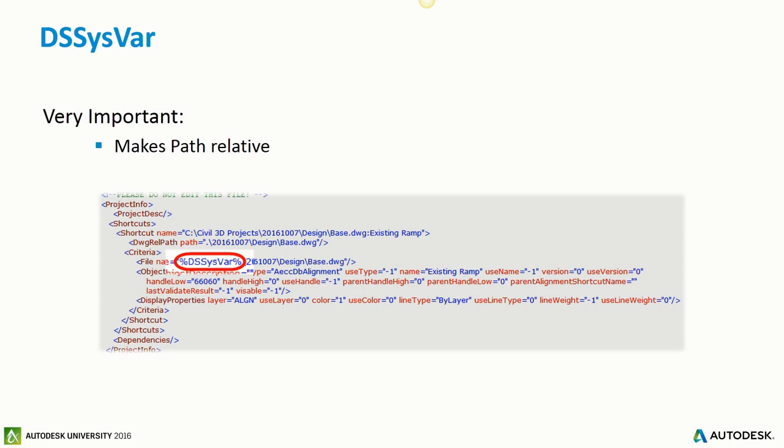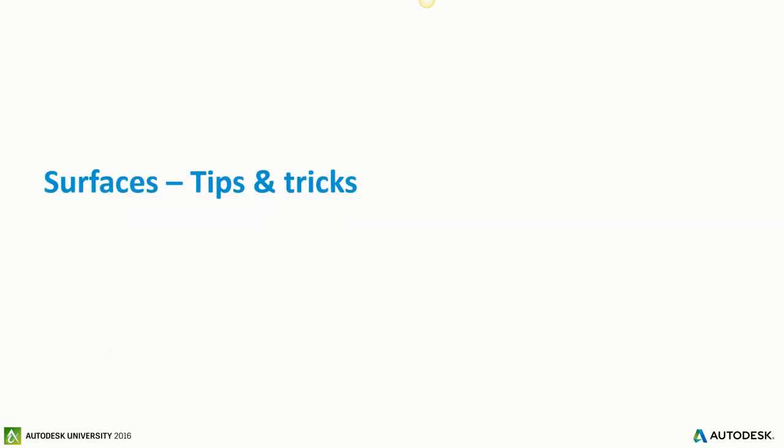Plus, there were other custom things, but those two main things. All right, so DSSysVar is an important thing, and Caltrans is using big DSSysVar. All right, so now let's go on to the surfaces, which would be my tip number 2.